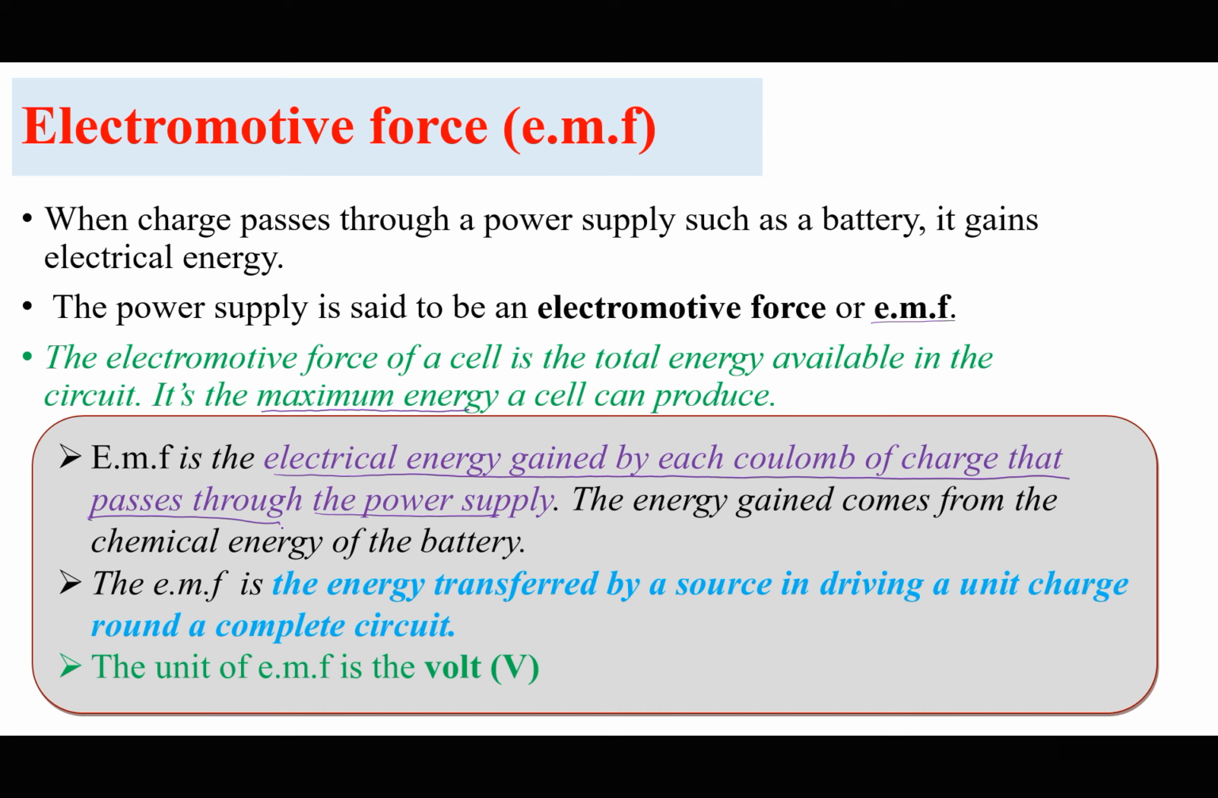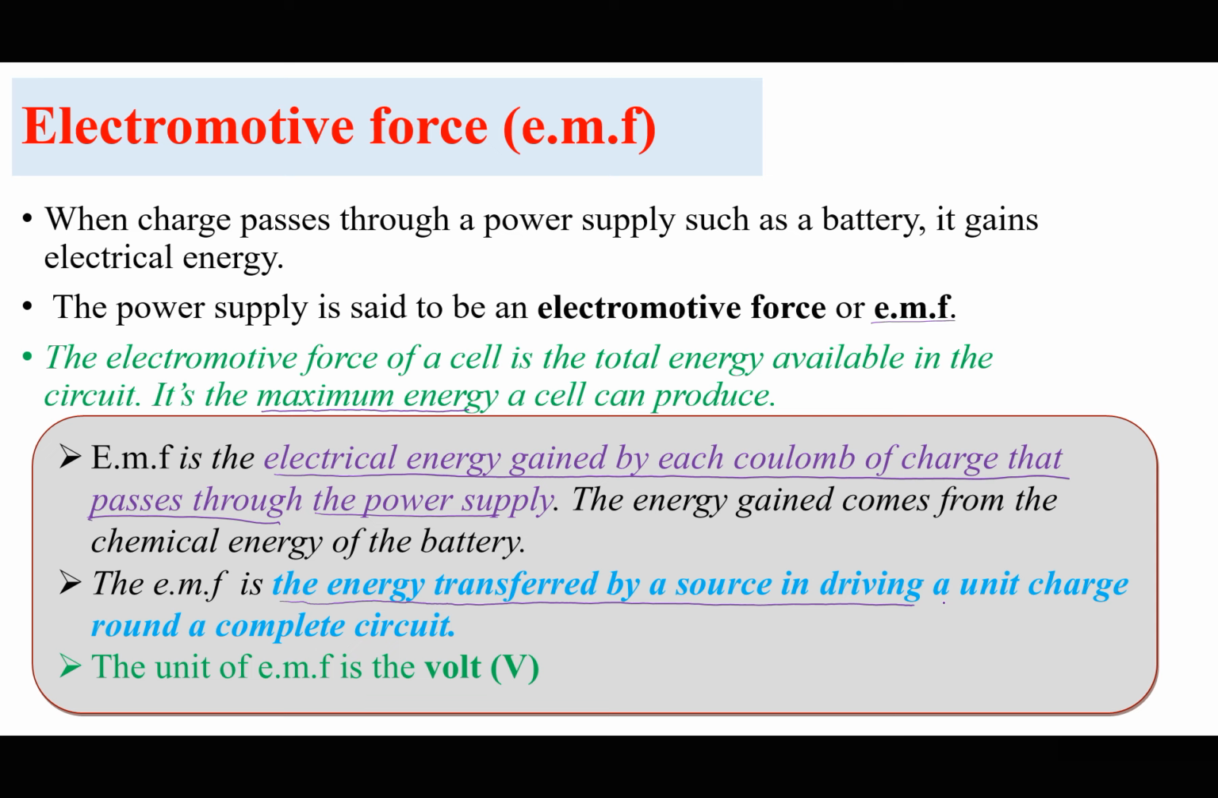Electrical energy gained by each coulomb of charge that passes through the power supply. The energy gained comes from the chemical energy of the battery if it is made out of chemicals. So the EMF is the energy transferred by a source in driving a unit charge around a complete circuit. So the EMF is transferred by the source. Yet the PD is by the circuit itself. So the energy transferred by the source in driving a unit charge around a complete circuit is what we call the EMF.